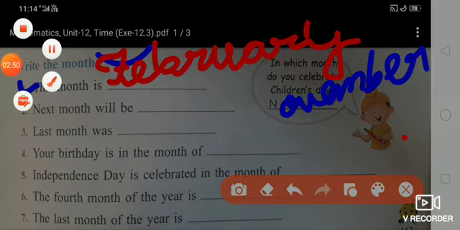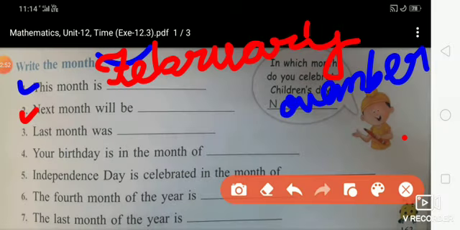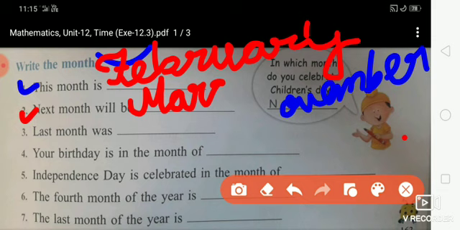Okay. Now second: the next month. This month is February, and the next month after February is March. Write it in: M-A-R-C-H. The next month is March.